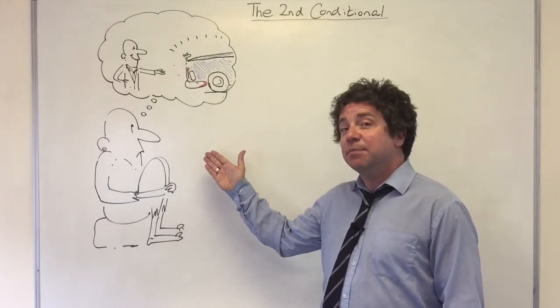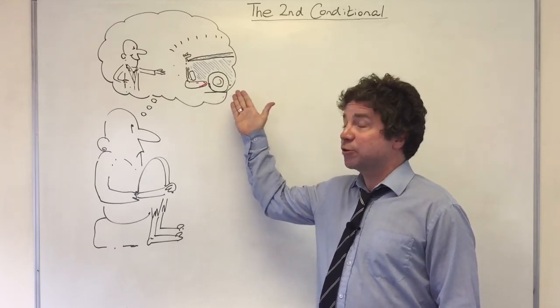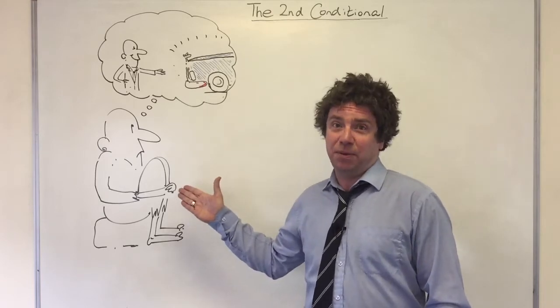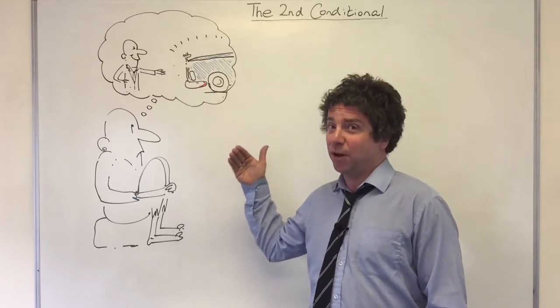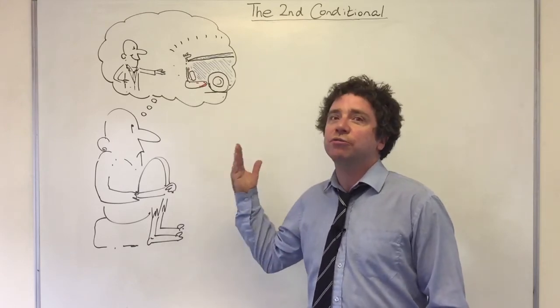If he had £1 million, he would buy a Rolls Royce. But he doesn't have £1 million and he can't buy the Rolls Royce. He is imagining or dreaming.